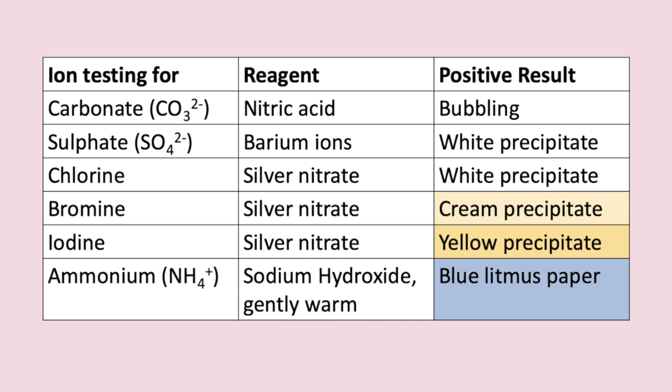Then we can test for cations. The only cation we need to know how to test for is ammonium. To test for ammonium ions, we add sodium hydroxide and warm. If ammonium ions are present, a gas will be produced which can be detected by a damp piece of litmus paper. It will turn blue. To recap, the order of tests is carbonate, sulfate, halide, and then ammonium ions.